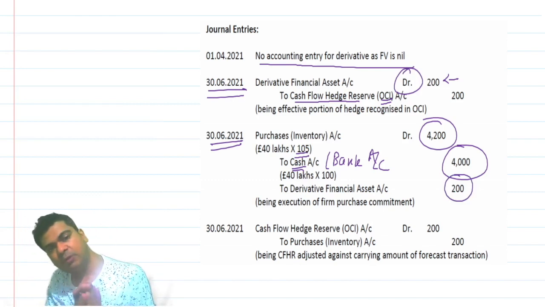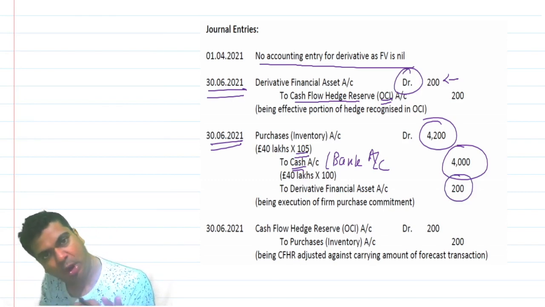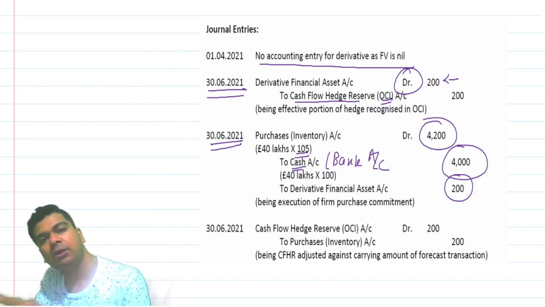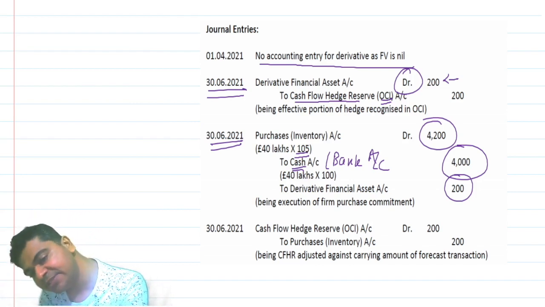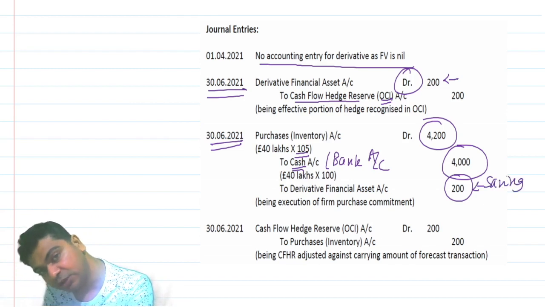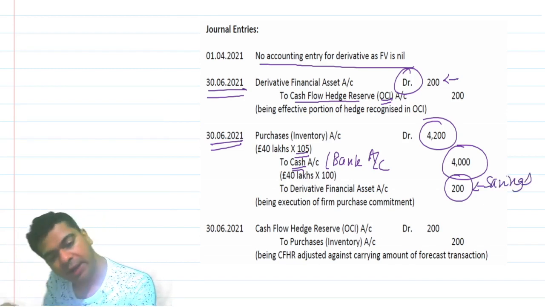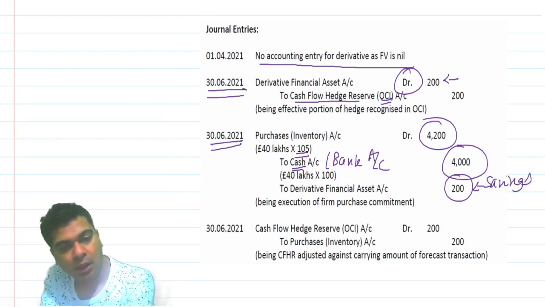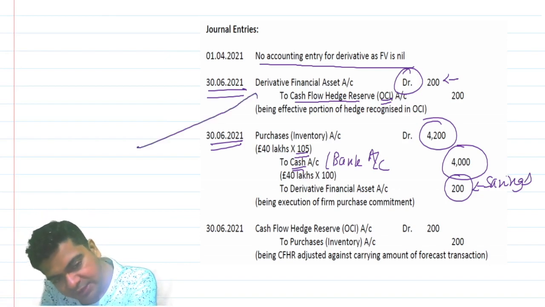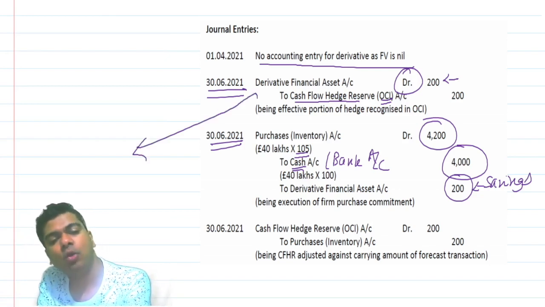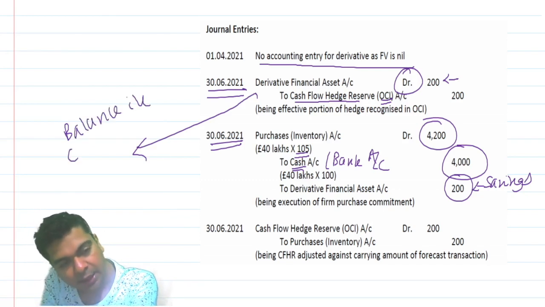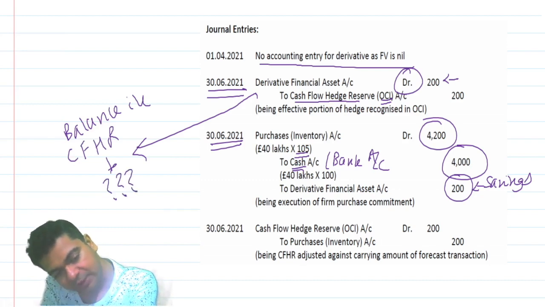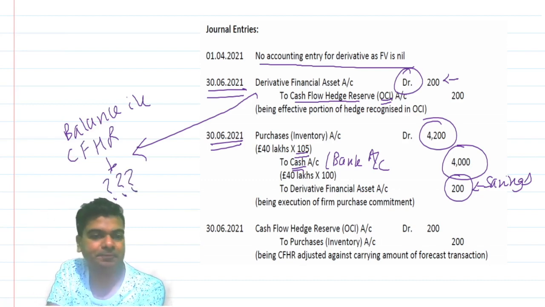So purchases will be recorded at the then prevailing spot rate. Payment will be done through the forward contract. So thanks to the forward contract, I am saving, right? This is nothing but the savings or the fair value gain of 200 lakhs. However, over here, as you can see, you have credited to cash flow hedge reserve. So there is a balance in cash flow hedge reserve. What to do with this balance?